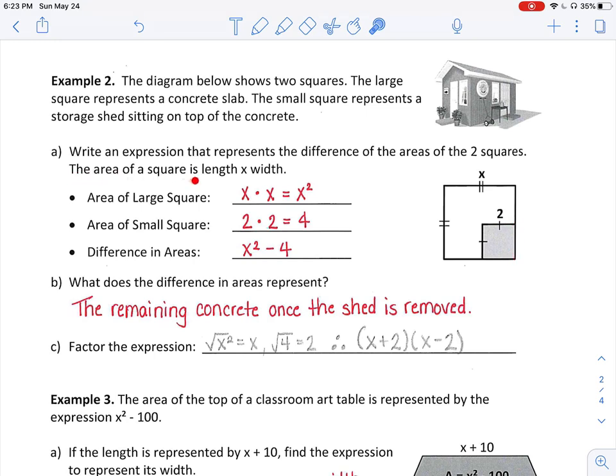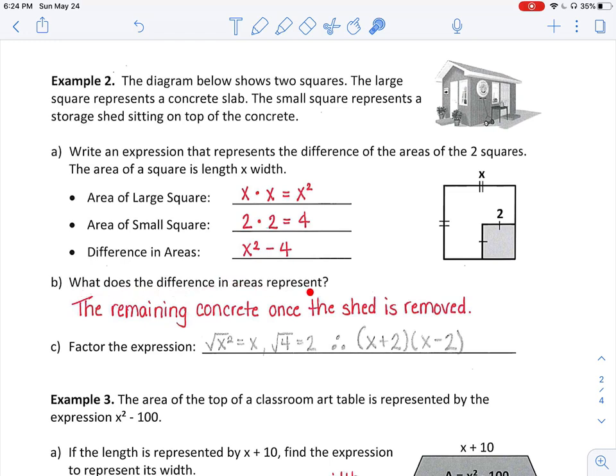The area of the square is length times width. Okay, so the area of the large square, right here, side length of x, this is the same side length of x as well, indicated by those hash marks. So x times x gives me x squared. The area of the small square, well, I know that's 2, this is also 2, so 2 times 2 gives me 4. So the difference in the areas, this is the area of one, this is the area of the other. So the difference in the area is x squared minus 4.